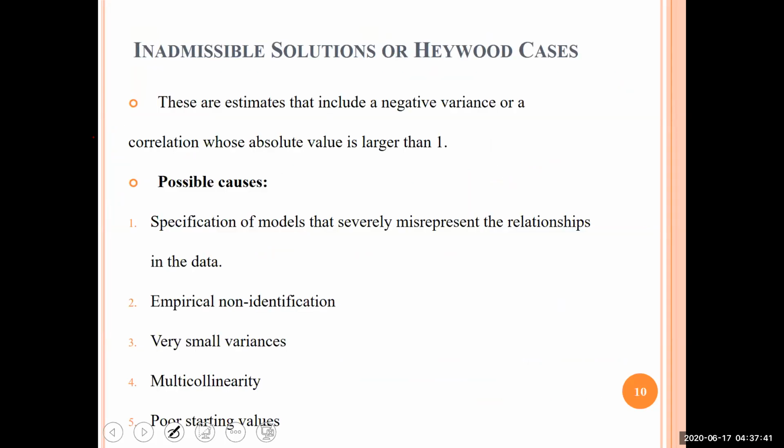And sometimes, however, maximum likelihood estimation gives you impossible estimates. Impossible estimates, also known as improper or inadmissible estimates in structural equation modeling, are either when there is a negative variance or a correlation with absolute value larger than 1. So it's a correlation that's either smaller than -1 or greater than +1. Those are impossible, but this could happen. In that case, you have to do something about it.